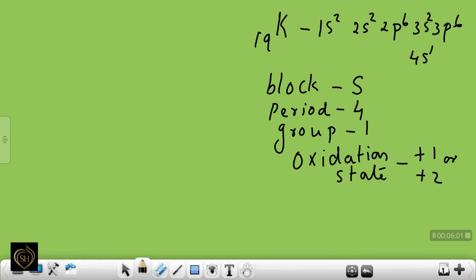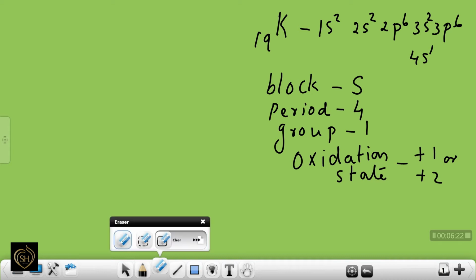So the properties of S block elements are: they are all metals. They show +1 or +2 oxidation state. They form positive ions. They have low ionization energy, low electronegativity, and high electropositivity.